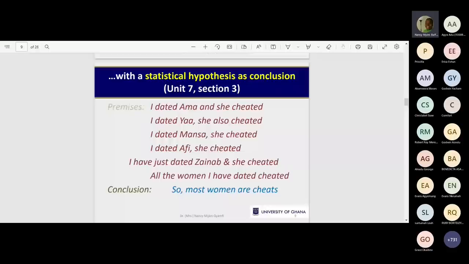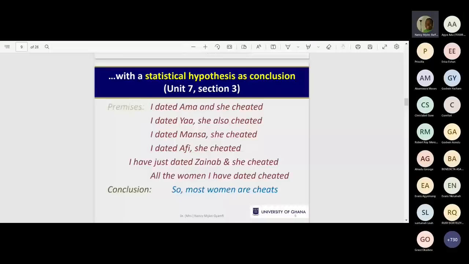If I say most women are cheats, I can be a woman sitting next to you. I don't have to feel angry. You said most. I may be one of the few. So I don't have to say, why are you saying we women are like that? You said most. Auntie, why do you want to be included in the set of those who are cheats?